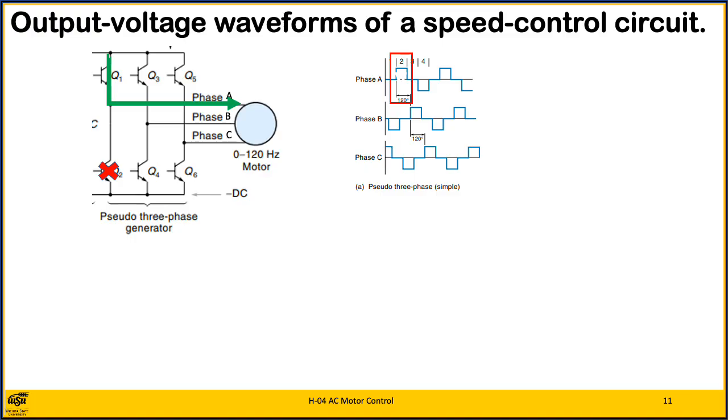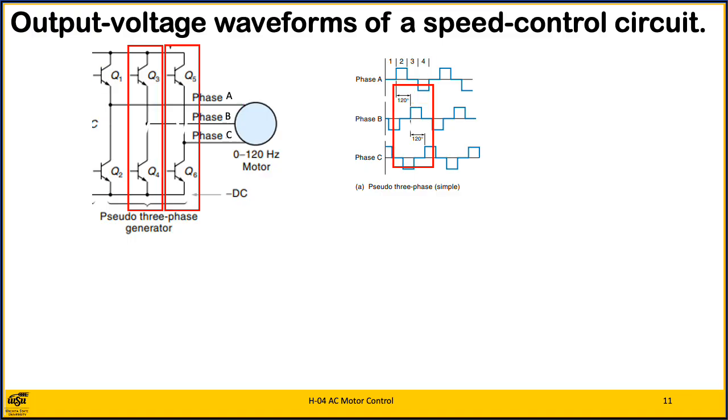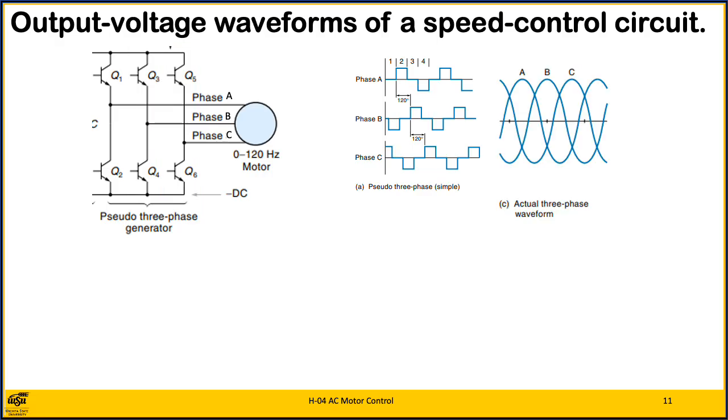Then, during time period 2, transistor Q1 is on, connecting the phase A output to the plus DC voltage. During time period 3, both transistors are again off. Finally, during time period 4, transistor Q2 is on, connecting the phase A output to the minus side of the power supply. This same shape waveform is generated by transistor pairs Q3, Q4, and again by Q5, Q6, with each phase lagging the one ahead of it by 120 degrees.